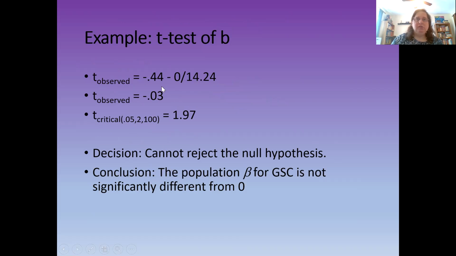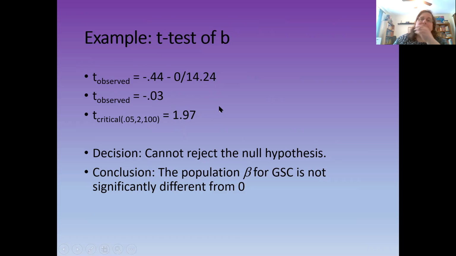So we have negative 0.44 minus 0 over 14.24. We get a negative 0.03, and we're comparing that to 1.97.